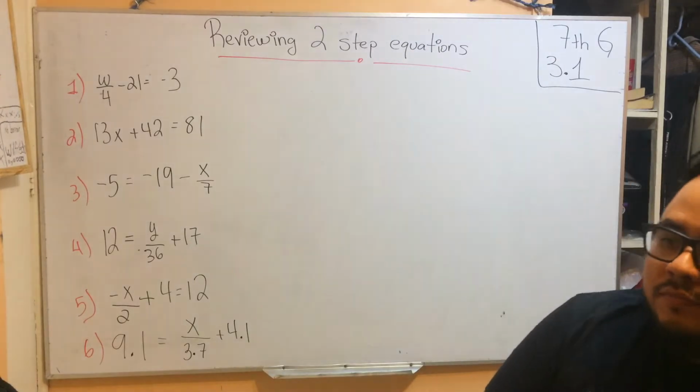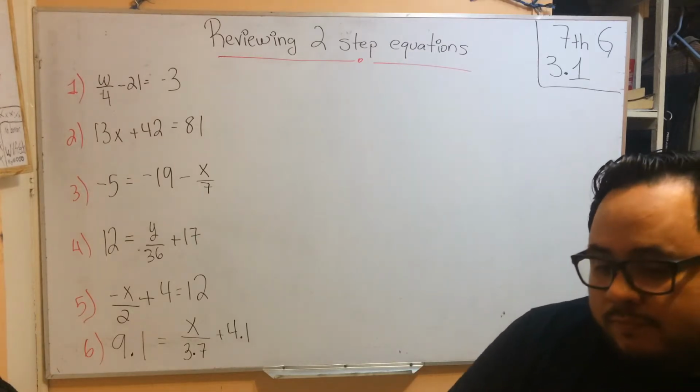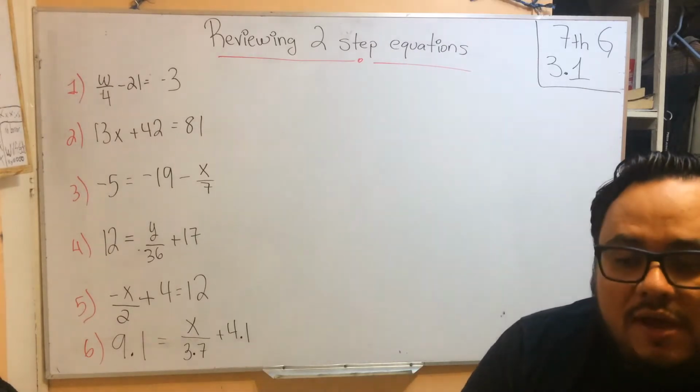Okay, for 7th grade, this is going to be lesson number 6. We're going to do a quick review on solving two-step equations. Now we are going to follow the same procedure we have been working on.